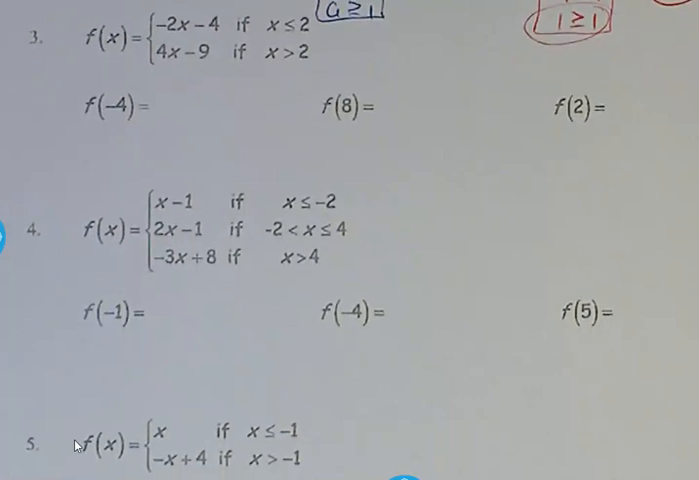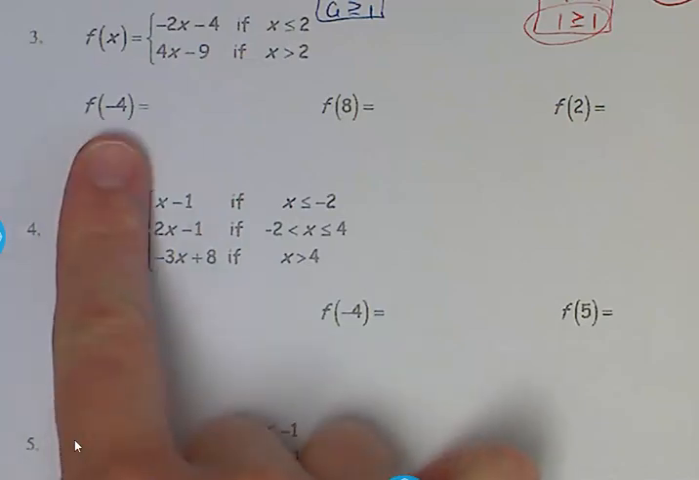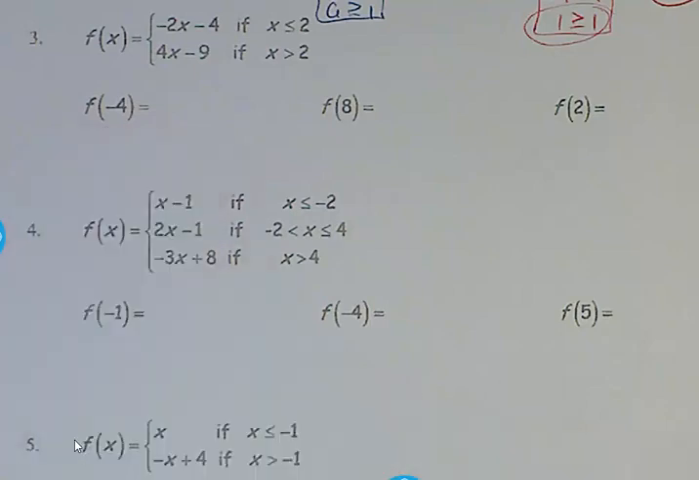Okay, so let's do this. For number 3, before we do any of the rest of them, go ahead and do that one. See what you come up with for f of -4. See what answer you get, and then we'll check it and see what we've got. I'll pause this for just a minute, and we'll come back to it.